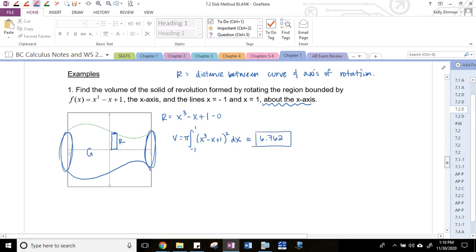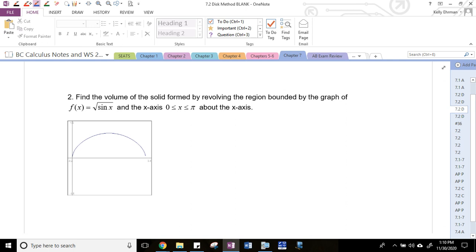All right. Next example. Find the volume of the solid formed by revolving the region bounded by the graph of square root of sine x and the x-axis from 0 to pi, about the x-axis. Again, we're rotating this way. If you're going to draw anything, maybe a little rectangle would be good to help you visualize r.